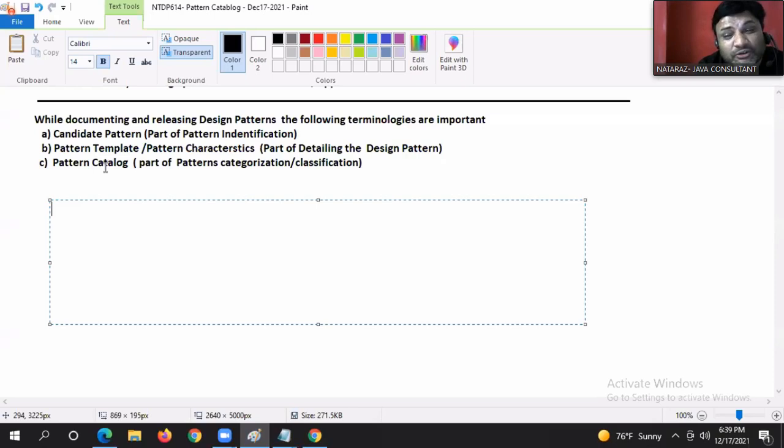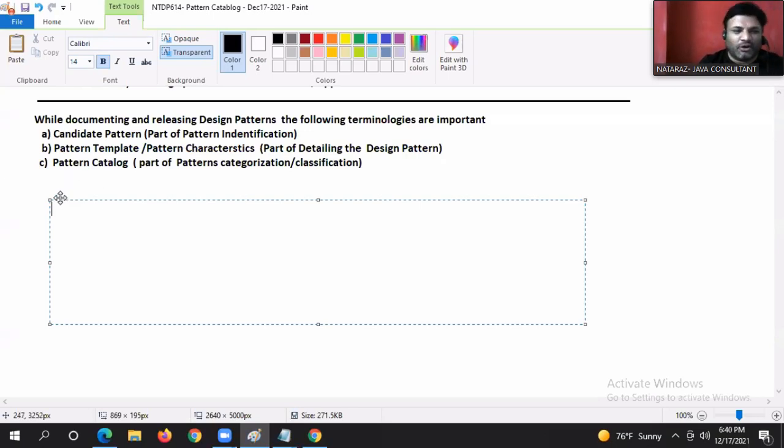Whatever matched you will remove, whatever not matched you will keep. Then you realize, okay, I also got a lot of design patterns. You also release your own pattern catalog. What? Naresh IT pattern catalog, XYZ pattern catalog. You can also release your pattern catalog. Are you understanding my statement, guys?